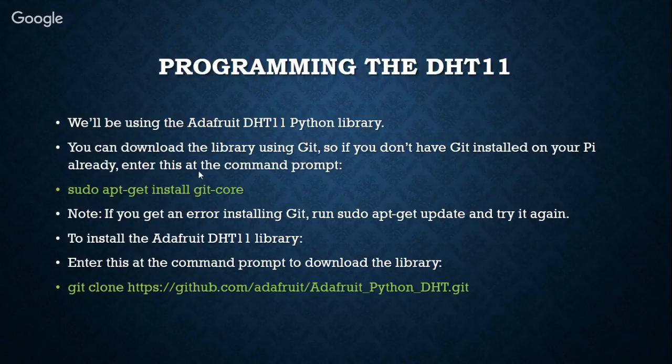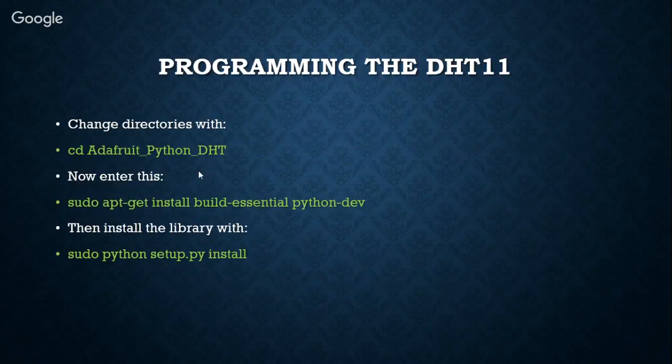We can simply write git clone and the path of the library, https github.com adafruit_python_dht.git. Once this library is installed, we just have to place the library in the directory of Python by simply writing cd adafruit_python_dht, sudo apt-get install build-essential python-dev. This is a simple code that is given all over; if you Google it, you can simply find how to install this library on the Python or the Raspberry Pi.